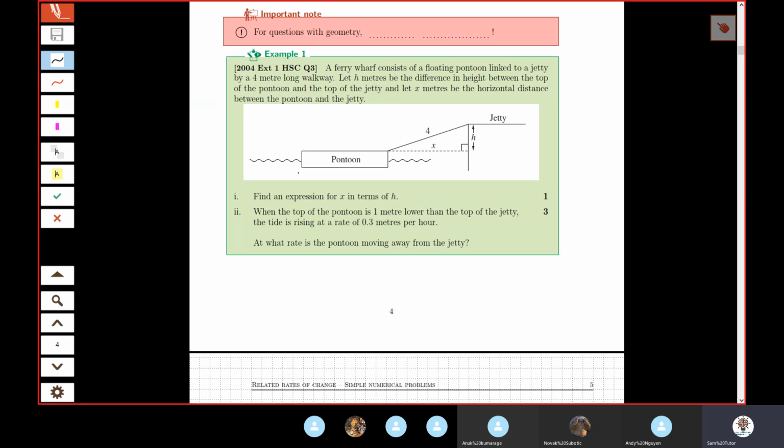Okay. A ferry wharf consists of a floating pontoon linked to a jetty by a 4-meter long walkway. Let h meters be the difference in height between the top of the pontoon and the top of the jetty. And let x meters be the horizontal distance between the pontoon and the jetty. Okay. Find an expression for x in terms of h. What do you think we're going to do?